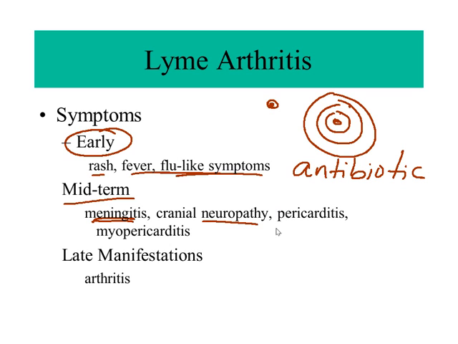Pericarditis and myopericarditis, where pericardial means inflammation around the heart. And then late, if you've gone through these stages, you still have it, and you didn't treat it, you wind up with Lyme arthritis. And it's usually a lifelong battle.